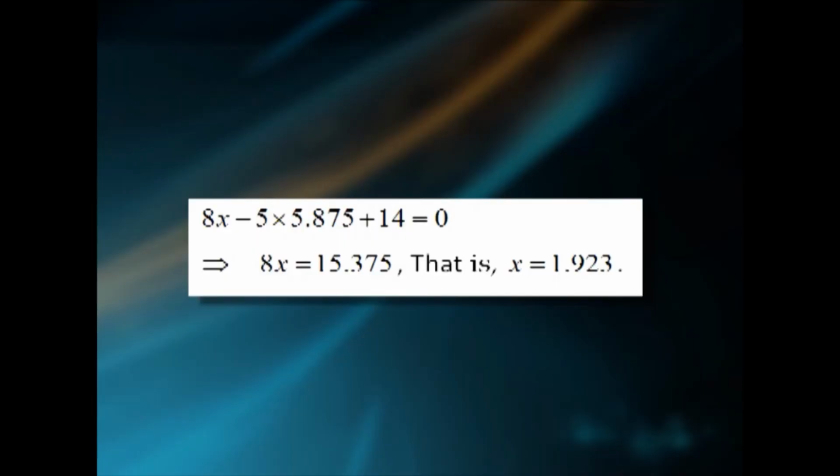5.875. Put y equal to 5.875 in equation number 1. We get 8x minus 5 into 5.875 plus 14 equal to 0. This implies 8x equal to 15.375, that is x equal to 1.923. Hence, the means of x and y are respectively 1.923 and 5.875. Number 3. Geometric mean of the regression coefficients gives the magnitude of the coefficient of correlation.